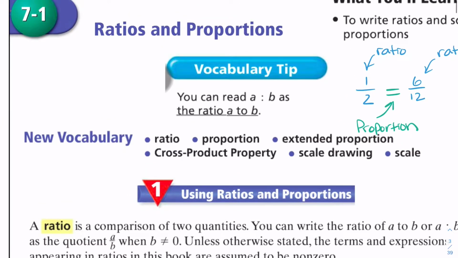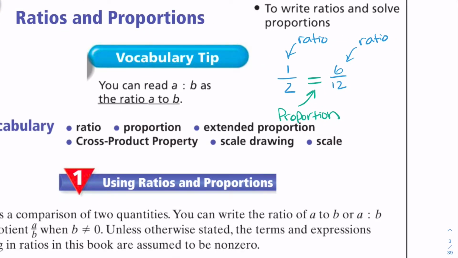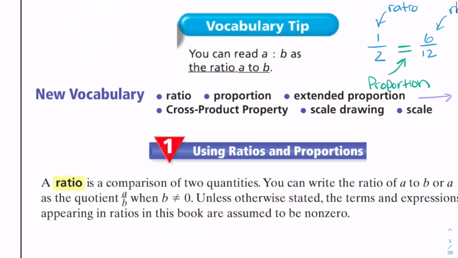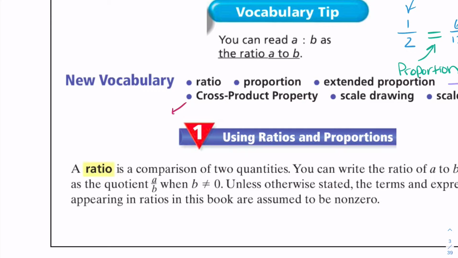All right, here's some vocabulary for today: ratio, proportion, extended proportion, which is, this is an extended proportion. A is to B as C is to D as E is to F. So it's when we do more than just one equal sign. Cross product property, which you're probably familiar with, which is when we do A over B equals C over D, and we actually find the cross products.